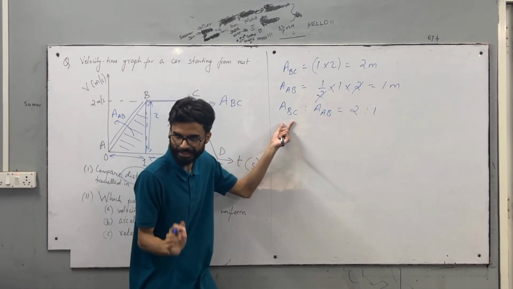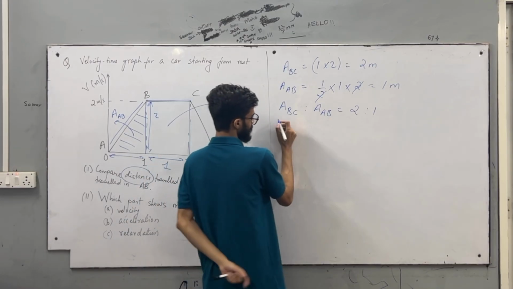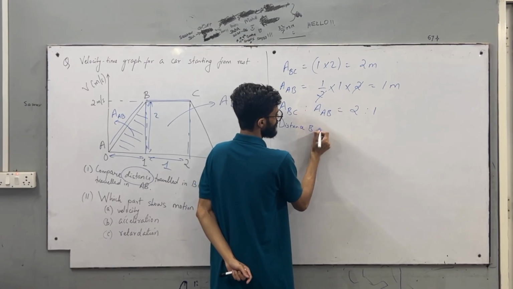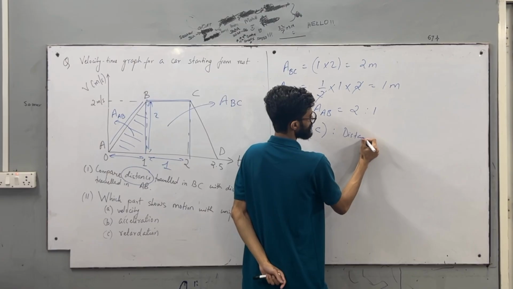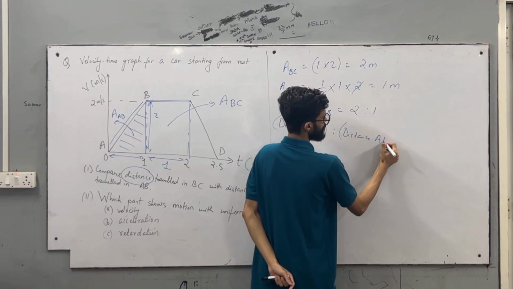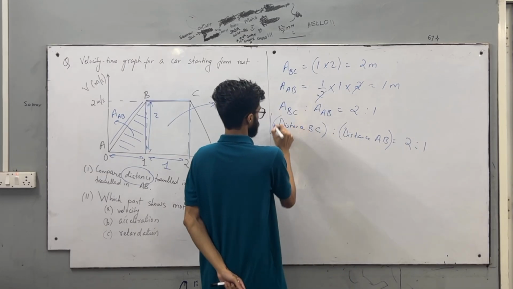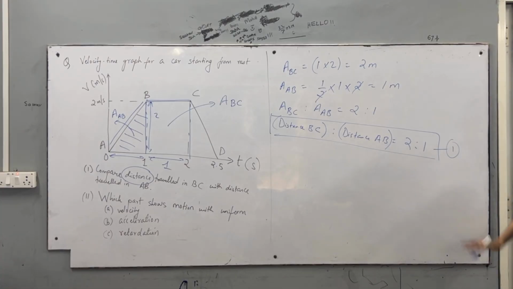क्या ये यही डिस्टेंस है of BC and distance of AB? So can I say distance BC is to distance AB is 2:1. Answer number 1. क्या ये बढ़िया?